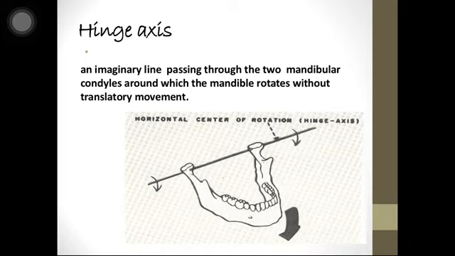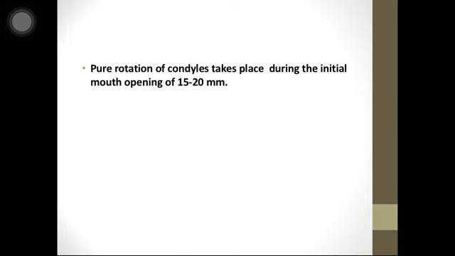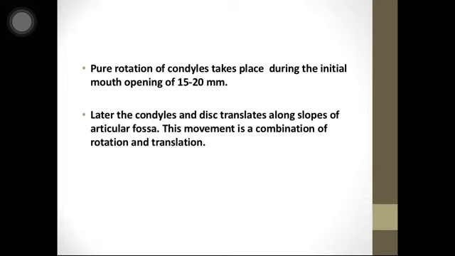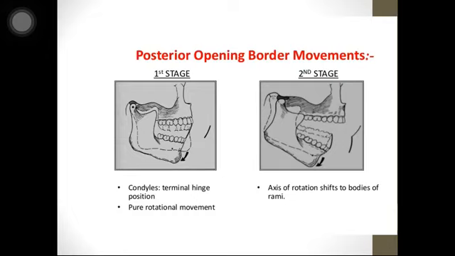Here you can see that the mandible is rotating around an imaginary horizontal axis. But the pure rotation of condyles only takes place when there is initial mouth opening of 15 to 20 millimeters. After 20 millimeters, the condyles slide along the glenoid fossa and they translate. They do not just rotate, they begin to translate from their previous position. This movement is a combination of rotation and translation.